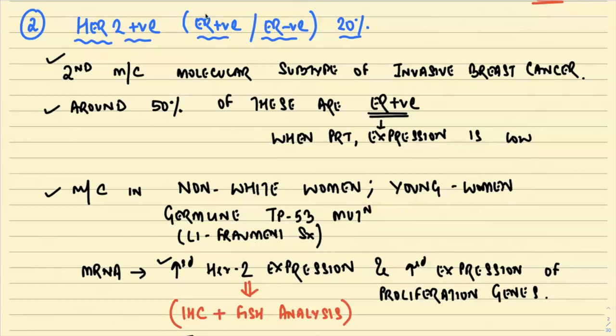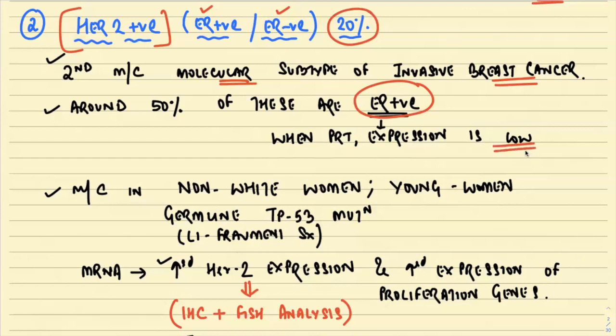Now these tumors might be ER positive or they might be ER negative, but the most important thing to come under this category is the positivity for HER2, and they constitute approximately 20% of all these sporadic breast carcinomas. So it is the second most common molecular subtype of invasive breast carcinoma, and around 50% of the individuals are ER positive. But remember, this positivity is not as strong as the luminal variety. When it is present, the expression is very low.